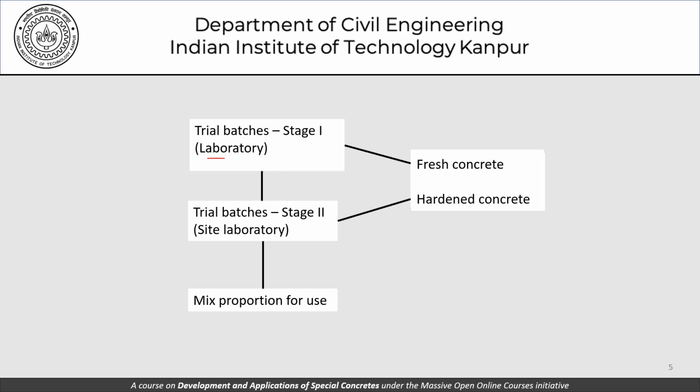Now, this is a summary of that. We carry out trial batches in the lab. We may carry out additional trial batches in the site laboratory, and we determine the proportions for use as far as the site is concerned or as far as a particular project is concerned. And as far as these trials are concerned, we take care of the fresh properties and hardened properties, that is, properties of concrete in the fresh state and in the hardened state, whether it's in the form of slump or compressive strength, flexural strength, or whatever it is.